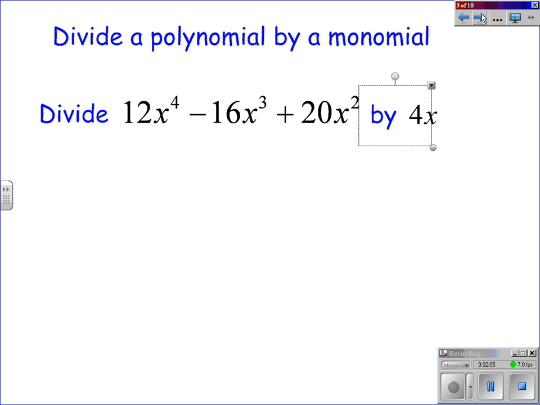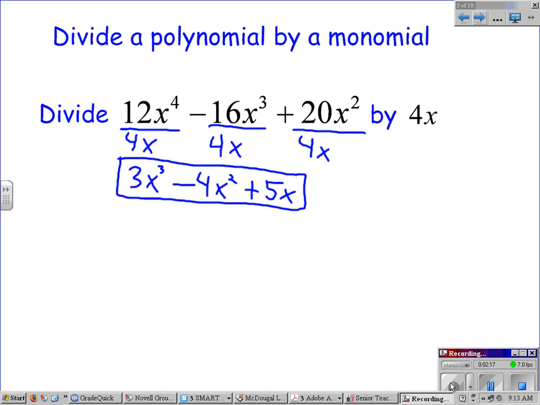Why don't you do this one, please? Okay, you do 12x to the fourth minus 16x cubed plus 20x squared, and you divide it by 4x, please. So we have divided each of the terms by 4x, and we have 3x cubed minus 4x squared plus 5x. That looks like a very good polynomial to be left with. Any questions there so far?